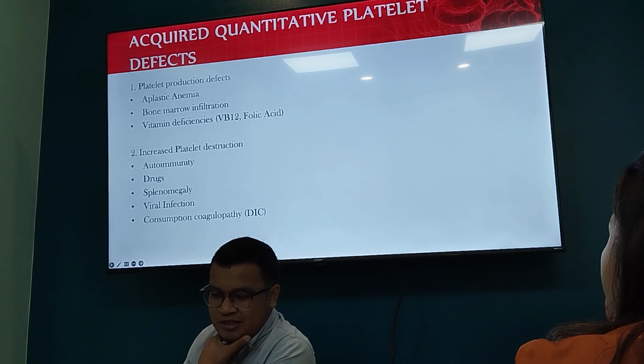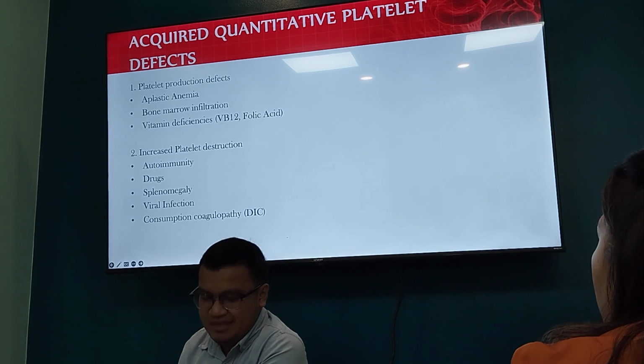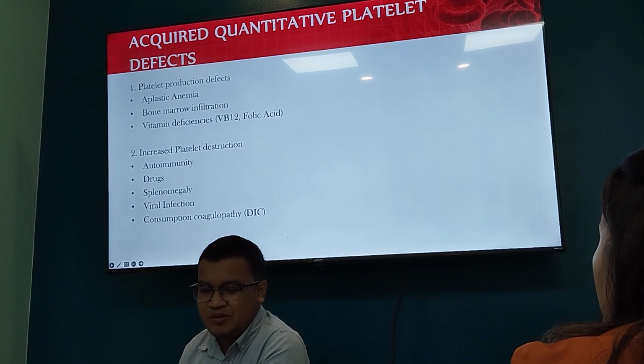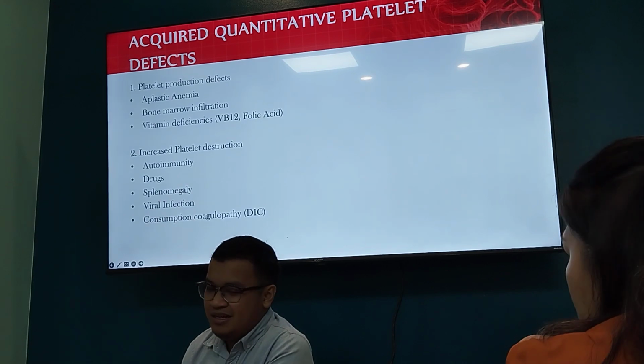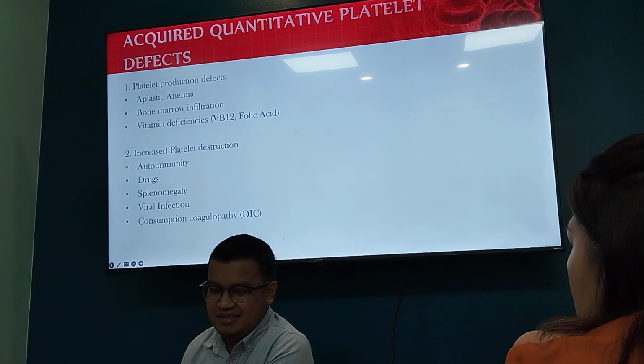So these are the acquired causes of thrombocytopenia. The correct diagnosis can be made by taking full history and PE, with some requiring a bone marrow examination. Pero, i-drop natin lahat yan. What we will discuss is this.